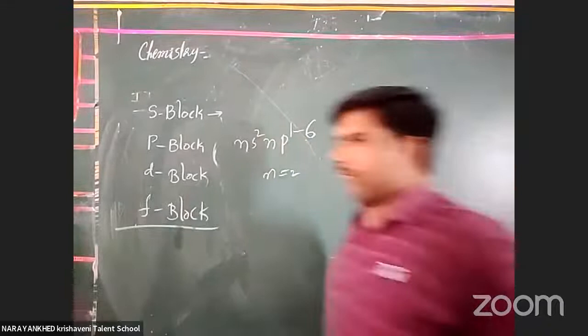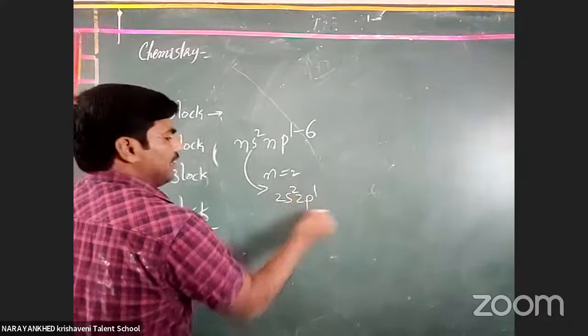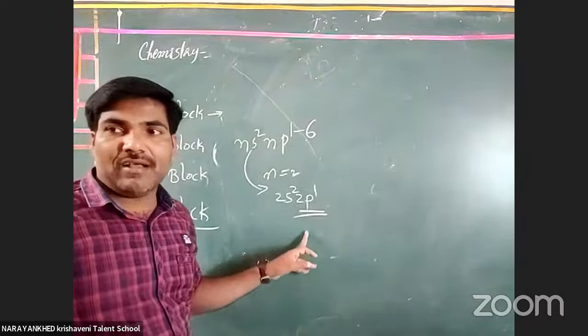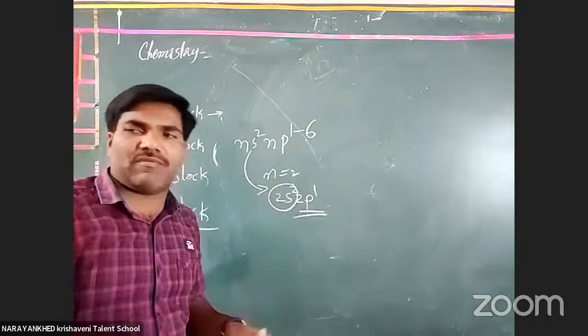It is 2s2 and 2p1, which block is it? P-block element only. The outermost s orbital should compulsorily be totally filled, either maybe 3s2 or like that. Totally filled it is. And 2p1 to 2p6 means what?